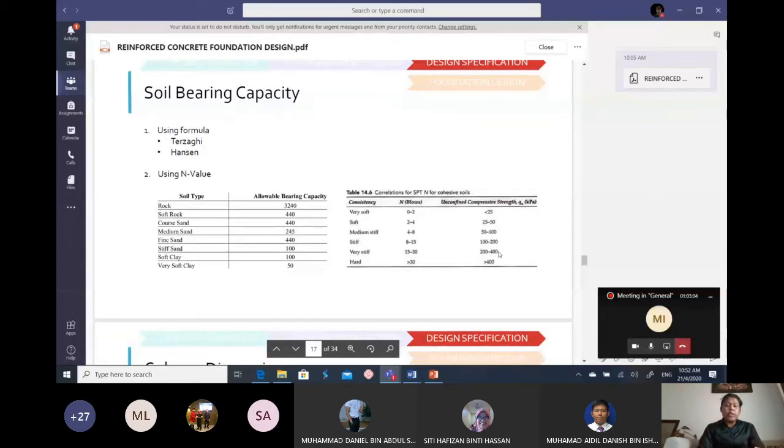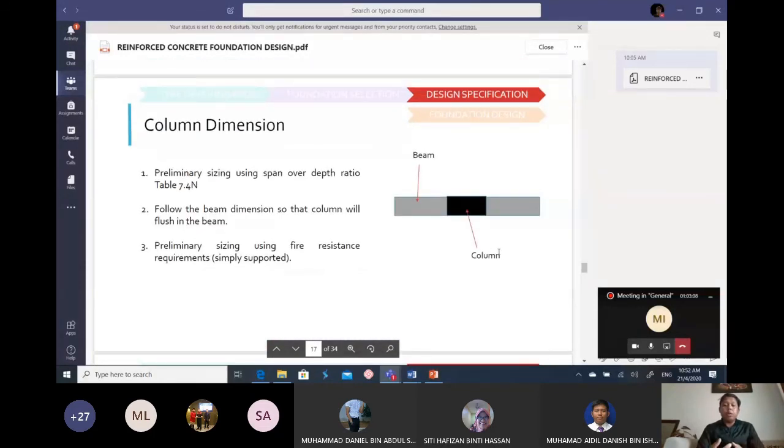Okay, column dimension. In order to determine the column dimension, as we have done before, I repeat it again: it is based on the preliminary sizing using the span over depth ratio, or you have to follow the fire resistance requirement. Normally your column is flush with the beam so that it will have a good finishing to your building or your structure.